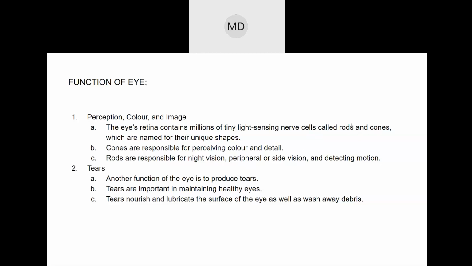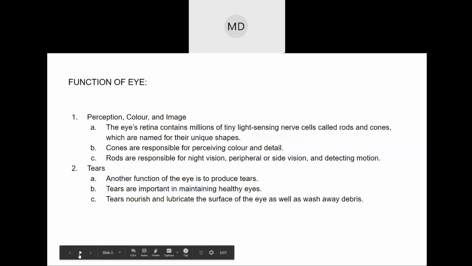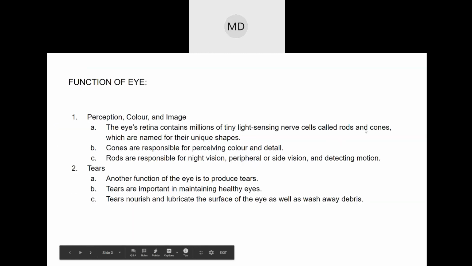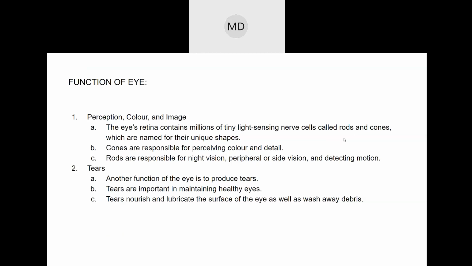Okay, there are structures which are known as rods and cones. Just remember the terms. Okay, in the eye's retina, this one is the retina, right? So in the eye's retina there are rods and cones. These are two structures known as rods and cones. So these rods, they are responsible for night vision.